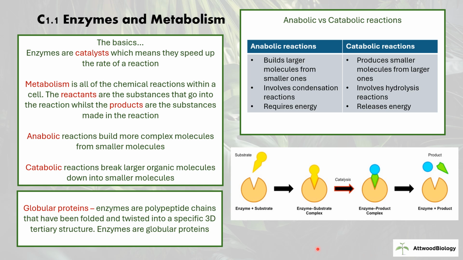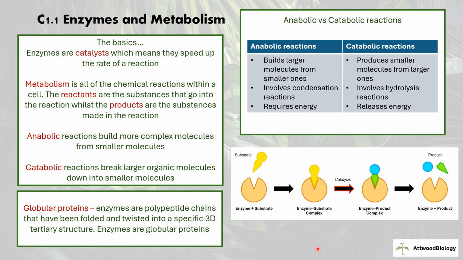Globular proteins. So some proteins are globular and some are linear. Linear proteins are usually the ones that don't move around the body. Globular protein examples are enzymes, and they do move around the body, or they can move around. The enzymes are polypeptide chains, so they're a protein, and they're folded and twisted into a specific 3D tertiary structure.